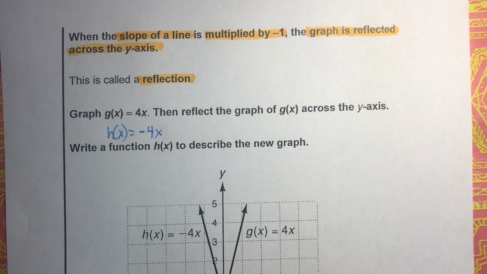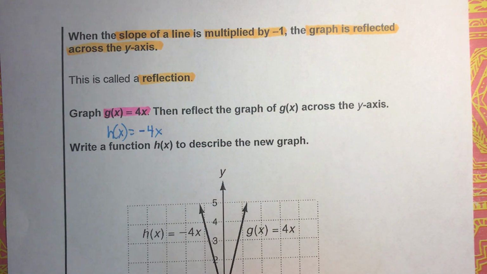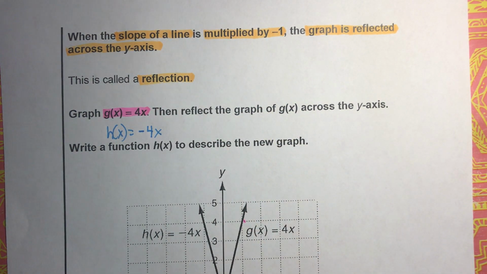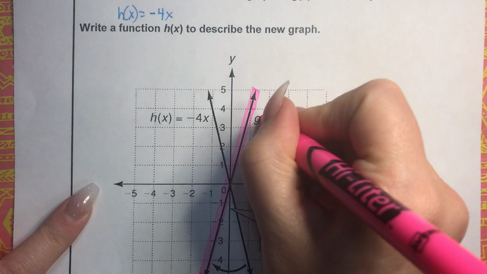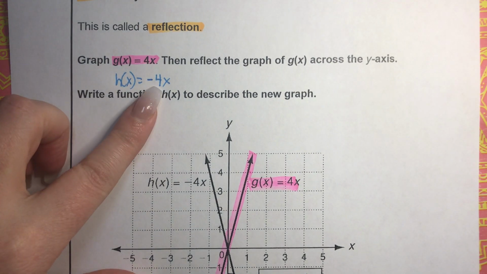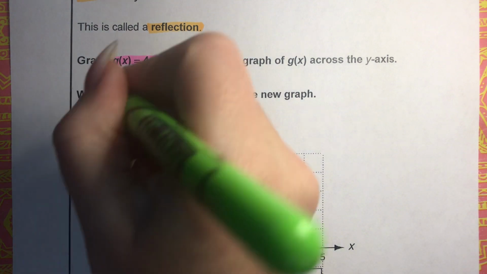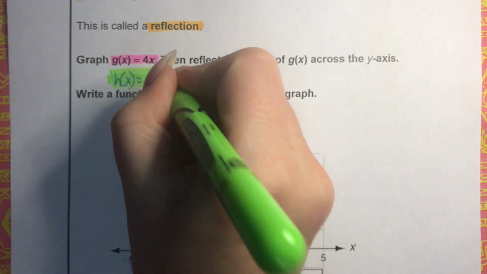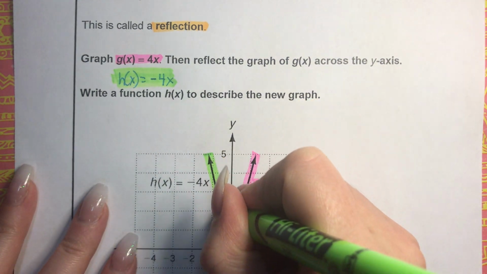So here is our g of x, right? The y-intercept is 0. The slope is up 4 over 1, which is right here. Okay, so that's our g of x. And then what happens with h of x? H of x, it's a reflection, so that slope becomes negative. Here's h of x here. The y-intercept is 0. The slope is down 4 over 1, which forms this line right here.